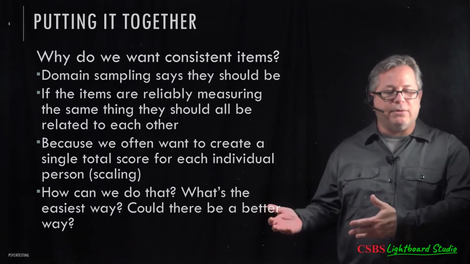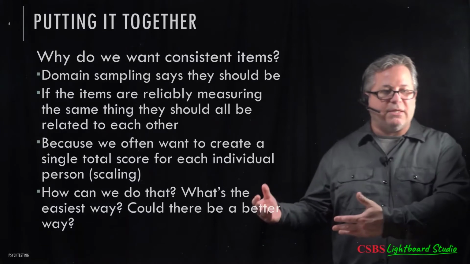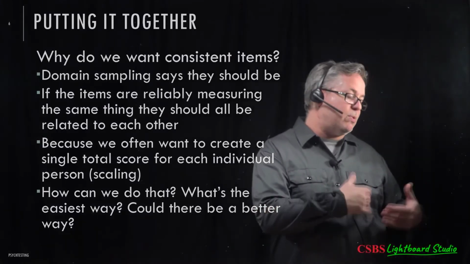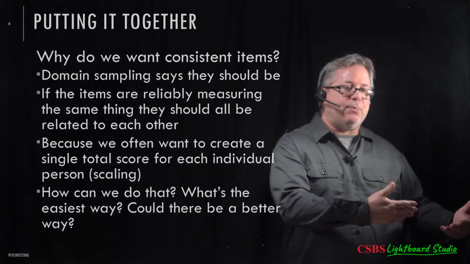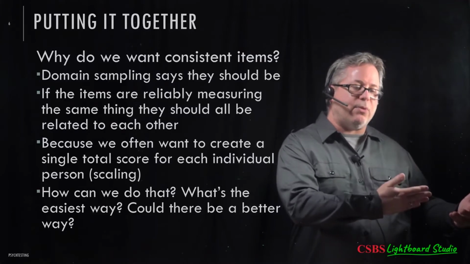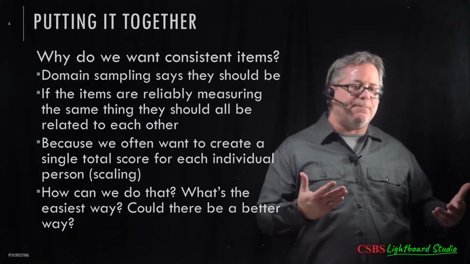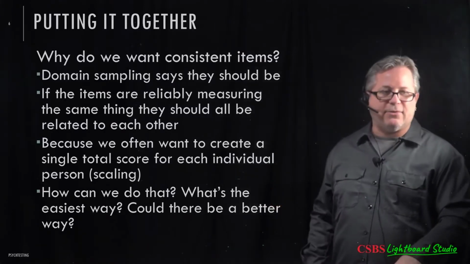Some of them are better at predicting social anxiety, just like with a depression inventory. Some of those items are better at predicting depression or are more discriminating of depression. So why would we ignore that? Couldn't there be a better way to figure this out?